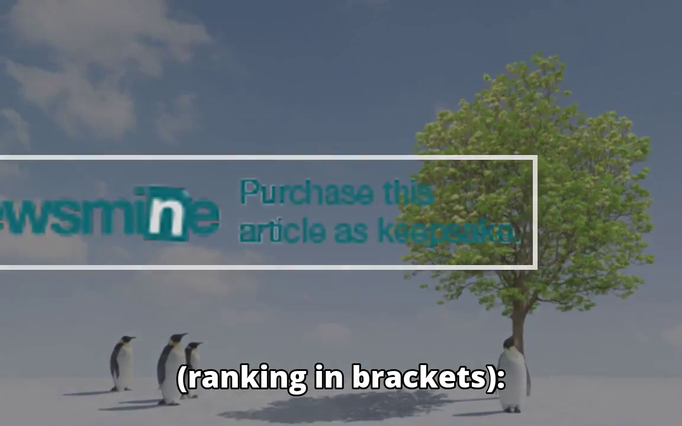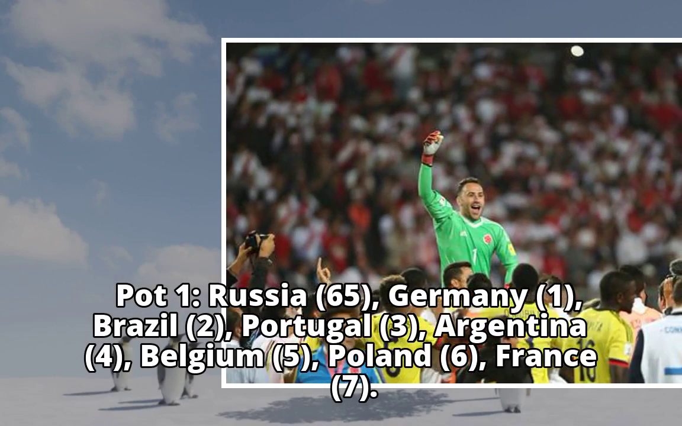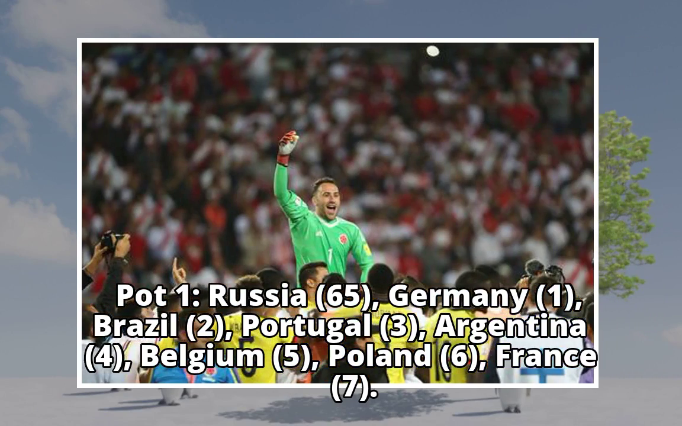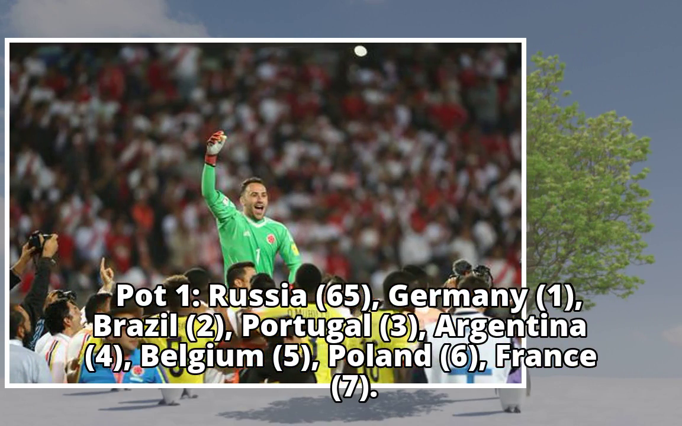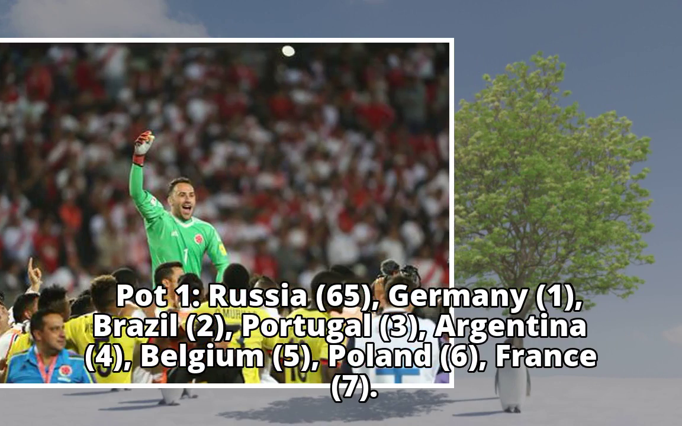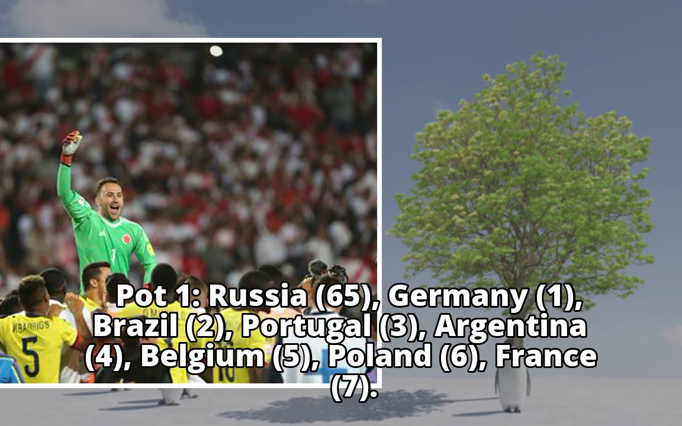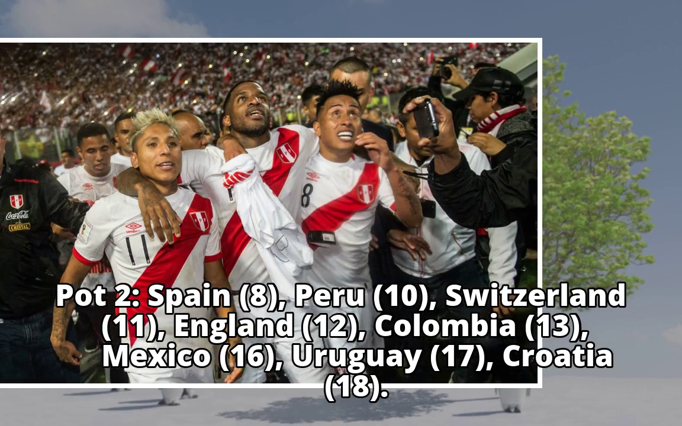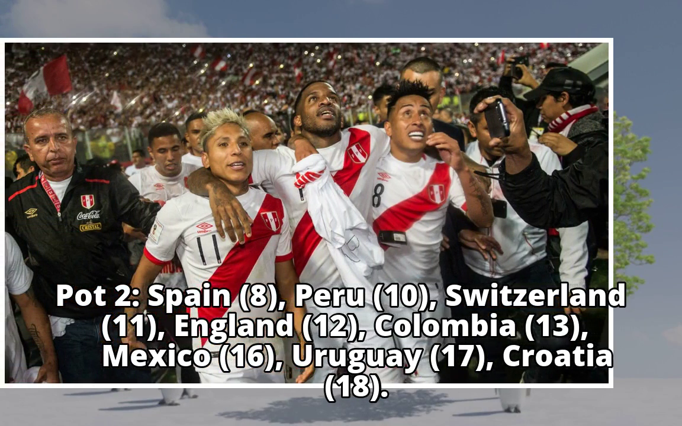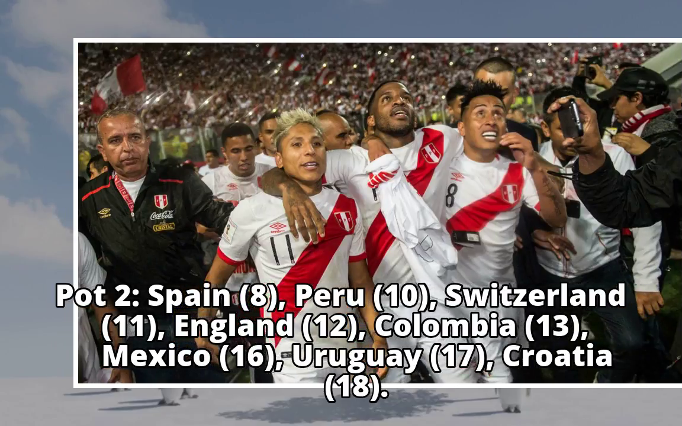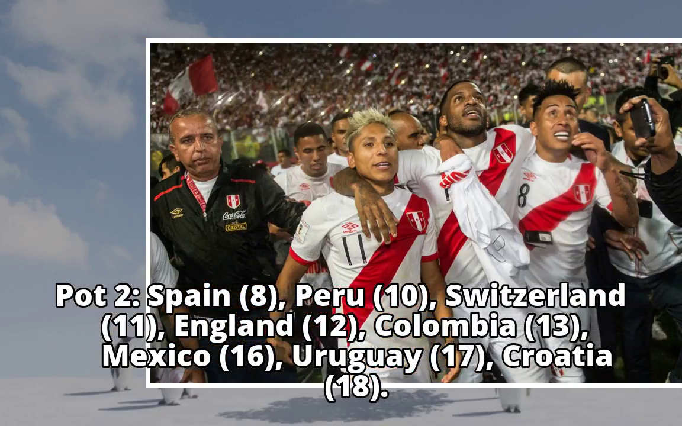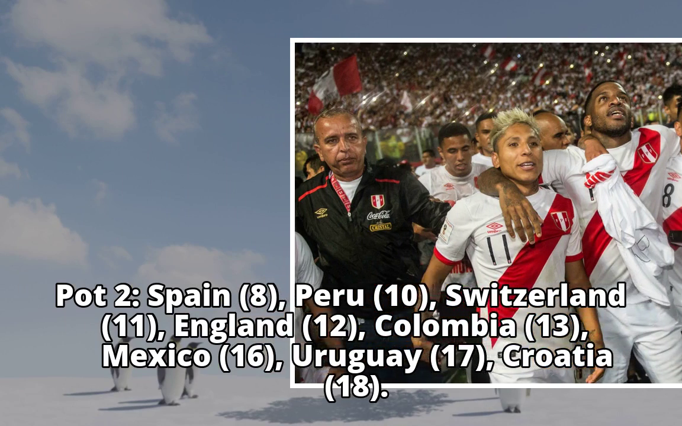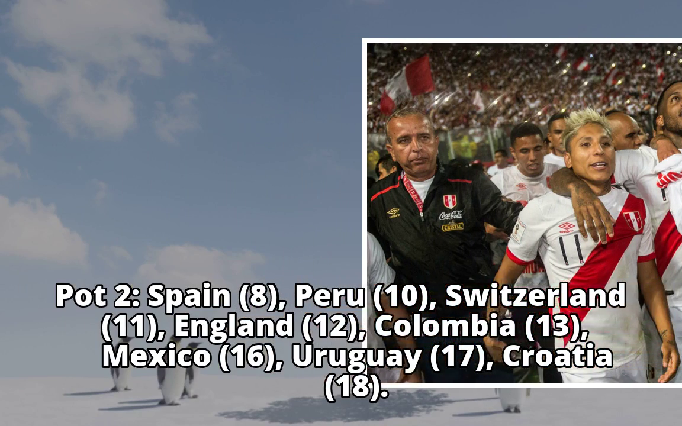Ranking in brackets. Pot 1: Russia (65), Germany (1), Brazil (2), Portugal (3), Argentina (4), Belgium (5), Poland (6), France (7). Pot 2: Spain (8), Peru (10), Switzerland (11), England (12), Colombia (13), Mexico (16), Uruguay (17), Croatia (18).